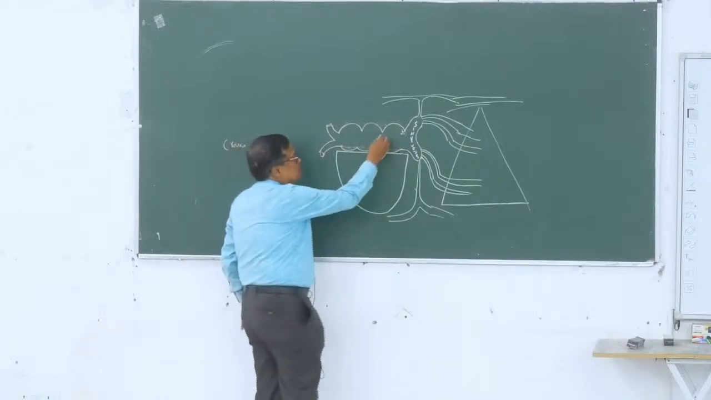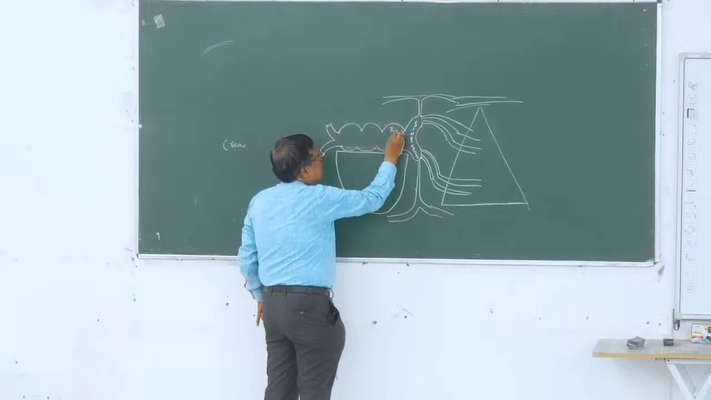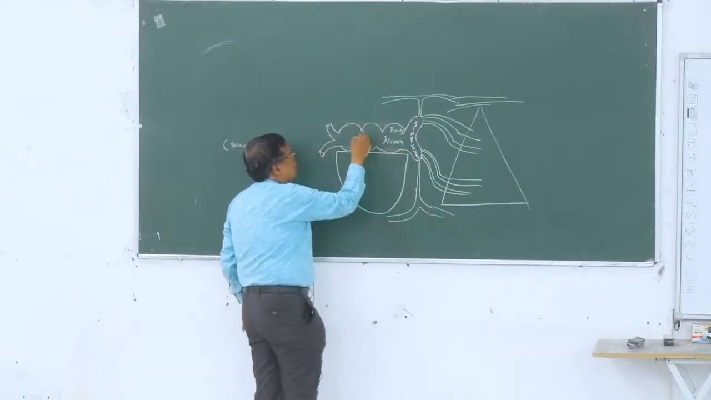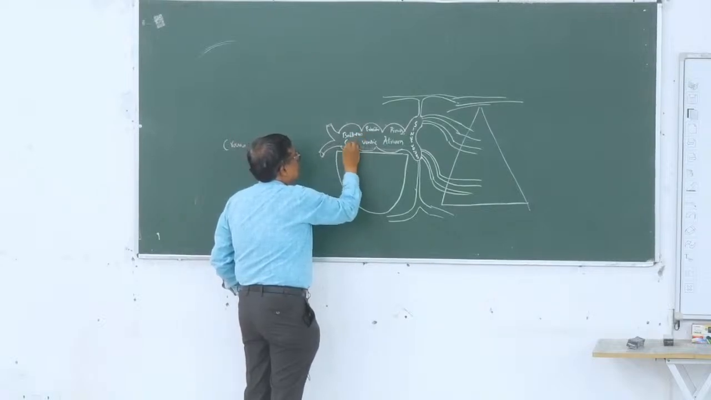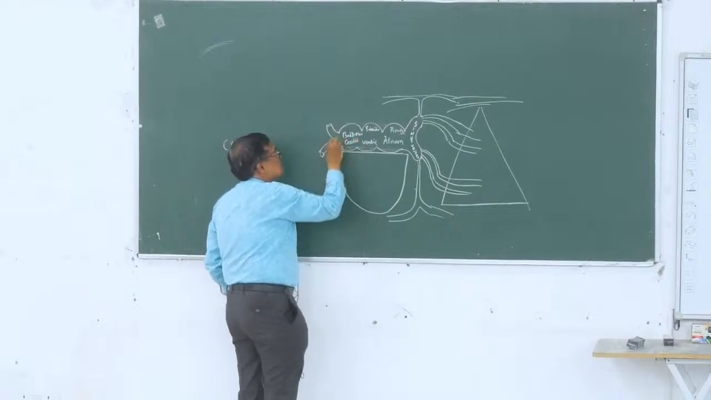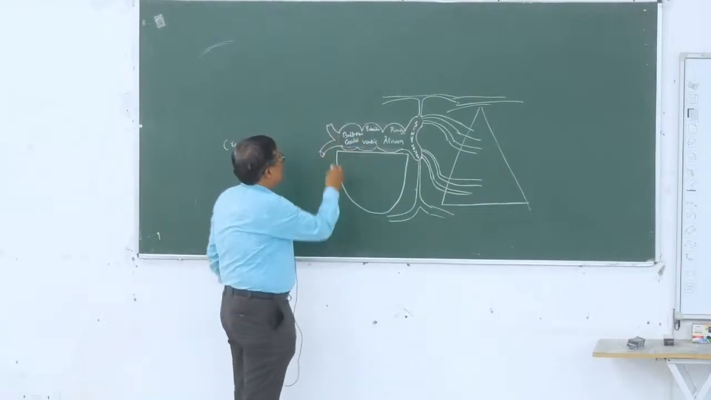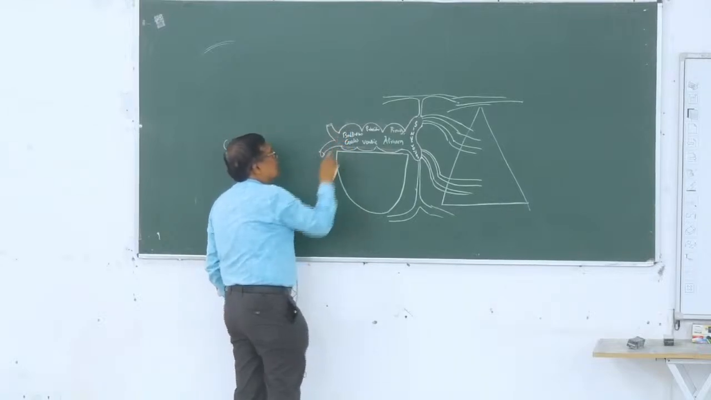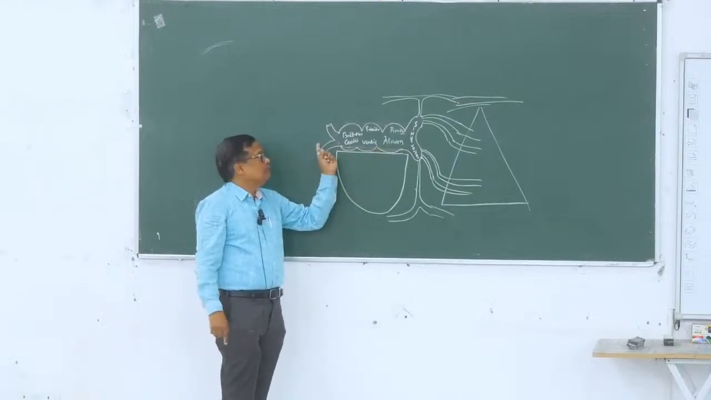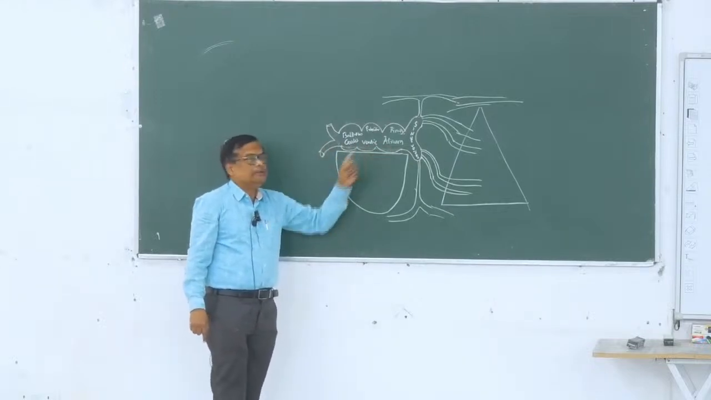Then there is a dilatation we call the primitive atrium. Then the primitive ventricle. Then the bulbus cordis. Cordis means heart. The extreme end we call the truncus arteriosus. Actually, it is a part of the bulbus cordis. So there are dilatations: from this side bulbus cordis, primitive ventricle, primitive atrium.